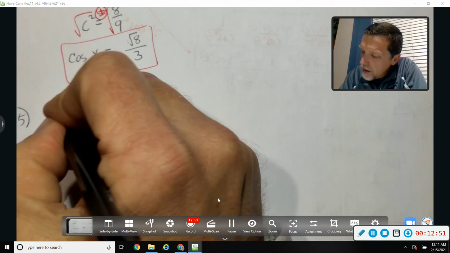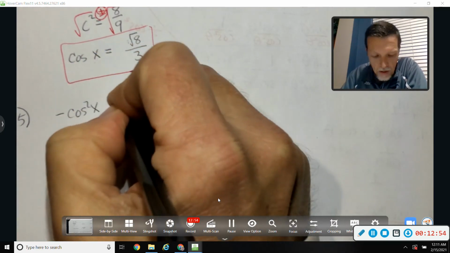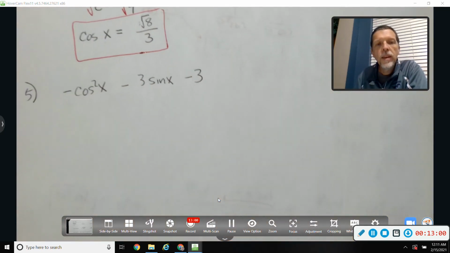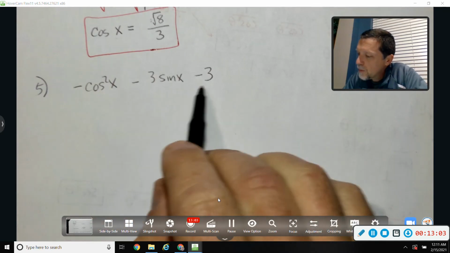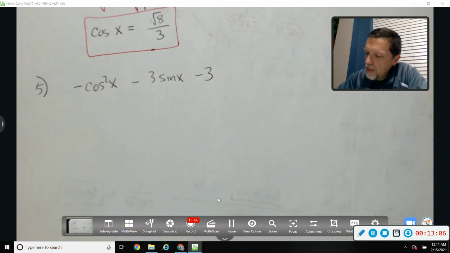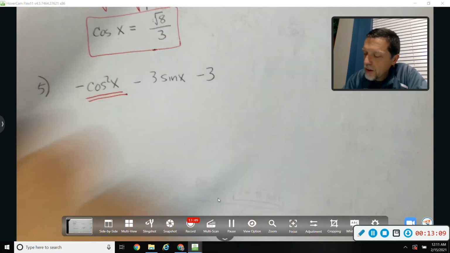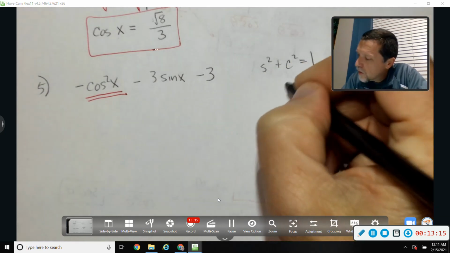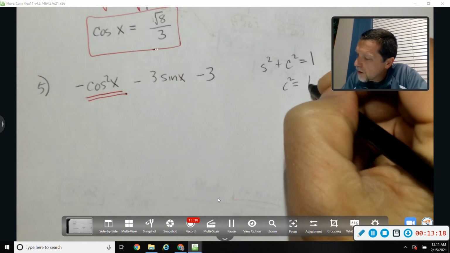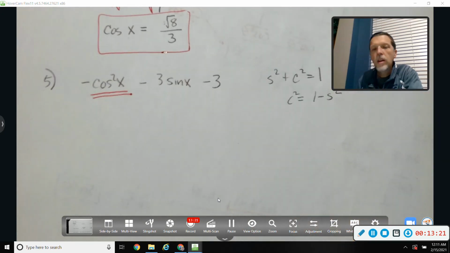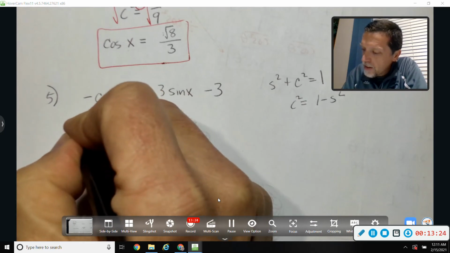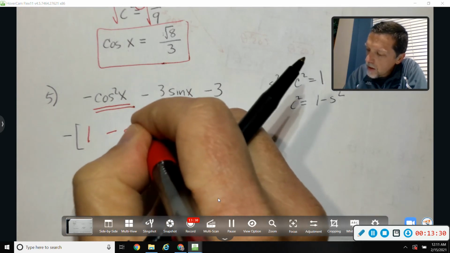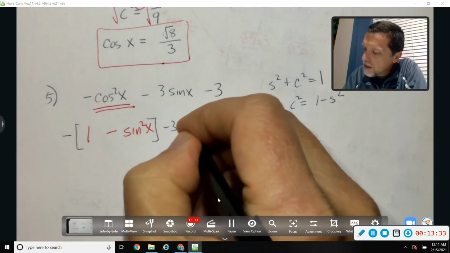All right, last one. Negative cosine squared x minus 3 sine of x minus 3. Well, this looks a little bit strange, except that I can put something in for cosine squared. All right, I know that sine squared plus cosine squared is 1. So if I just move things around a little bit, cosine squared is 1 minus sine squared. So in place of cosine squared, that minus sign still needs to be there, but in place of cosine squared, I'm going to put 1 minus sine squared. Leave everybody else alone for now.